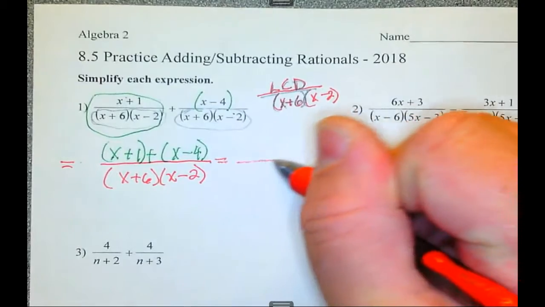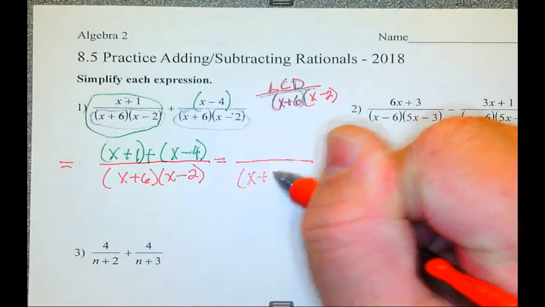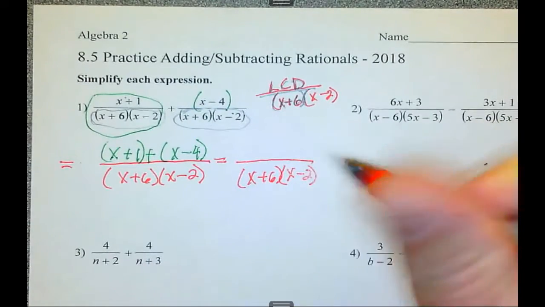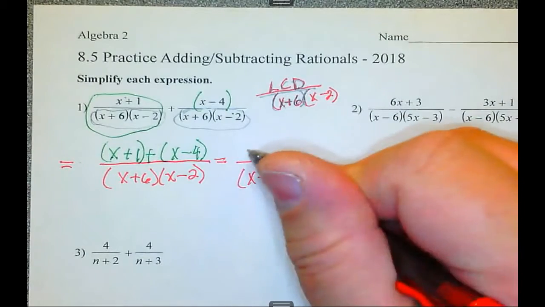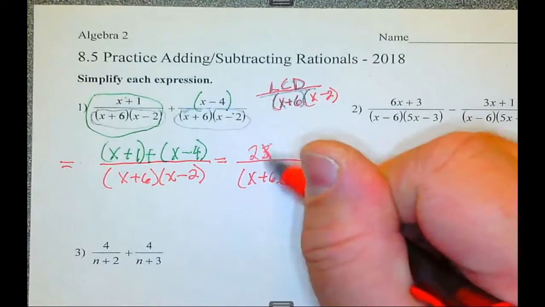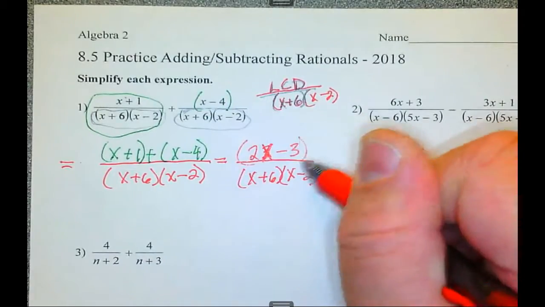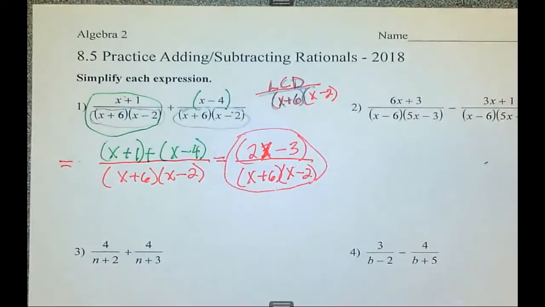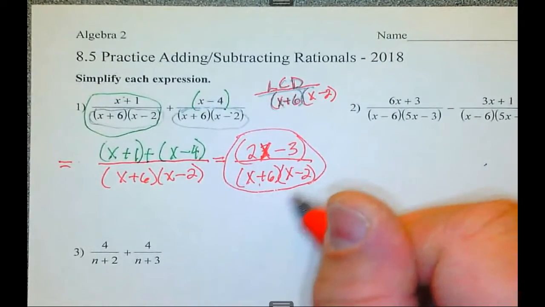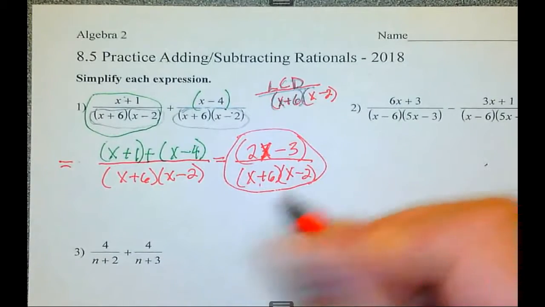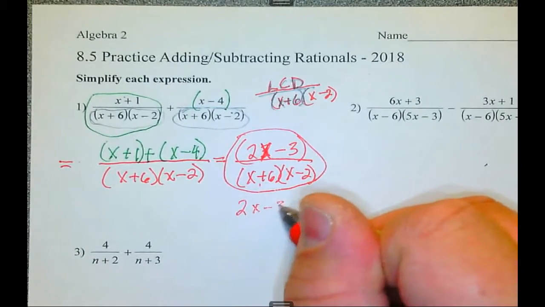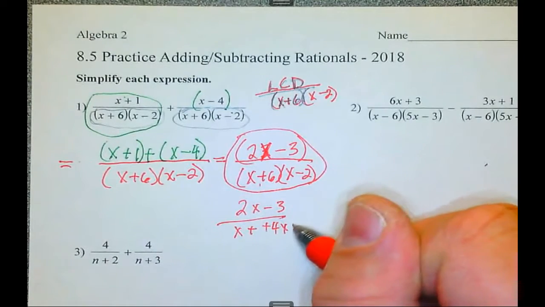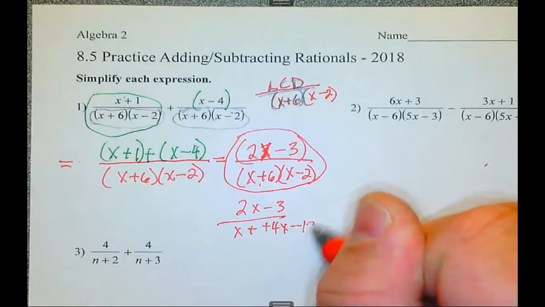Okay, almost done here. The only thing I have to do is combine like terms in my numerator. 2x minus 3, good. And I can't cancel anything out. This is good. Now, the answer on the back, they may have multiplied these two factors together. It might be 2x minus 3 over x squared plus 4x minus 12.